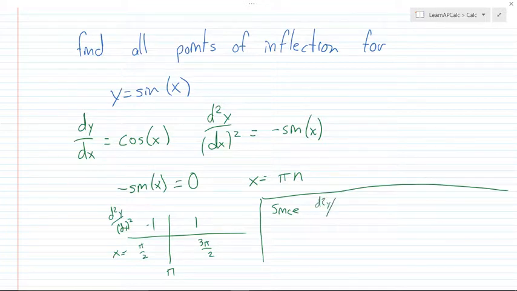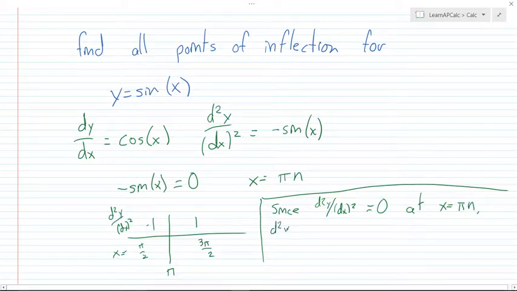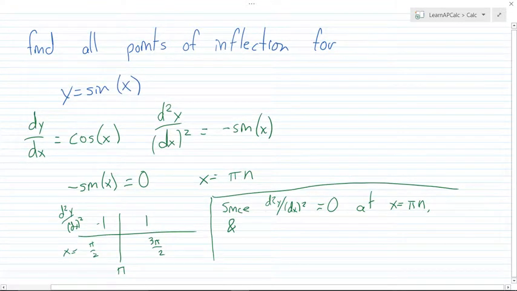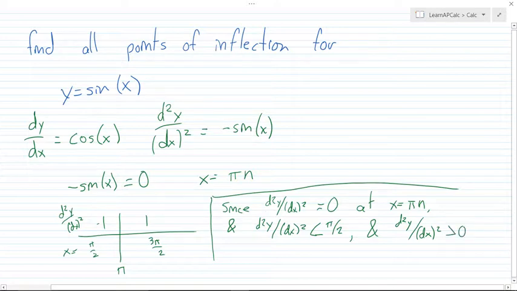Since d squared y dx squared equals 0 at x equals pi n, and d squared y dx squared is less than 0 at pi halves, and d squared y dx squared is greater than 0 at x equals, it is less than 0 at pi halves.